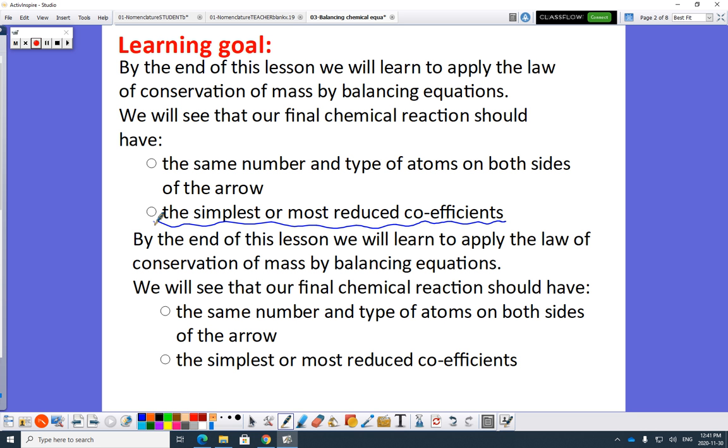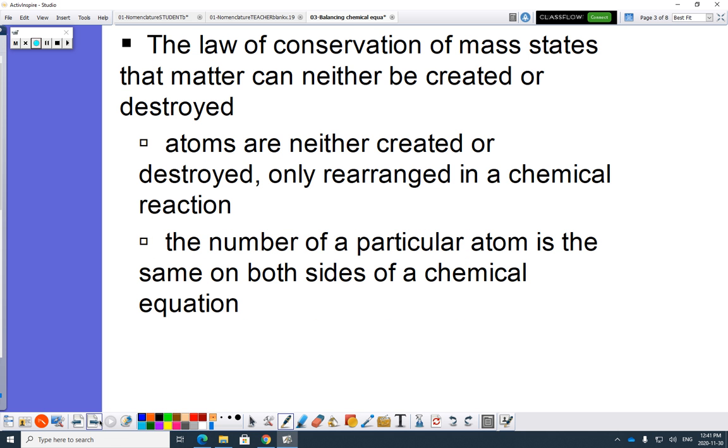And I believe some of the grade 10 teachers sort of let that slide. You have to make sure that you have the most reduced, because that's really what would happen in chemical reactions. Atoms and molecules and compounds would not waste materials. Okay, so the law of conservation of mass: matter cannot be created or destroyed. So you have to have the same number and the same type on both sides of the chemical equation.